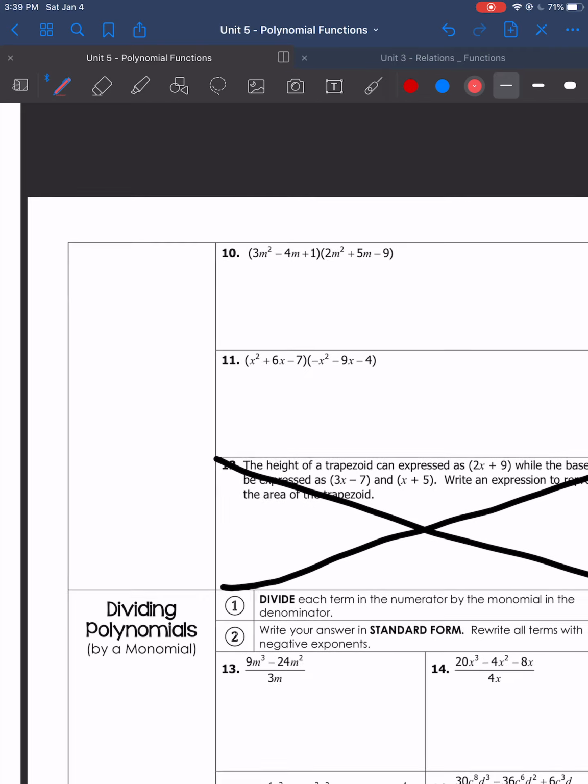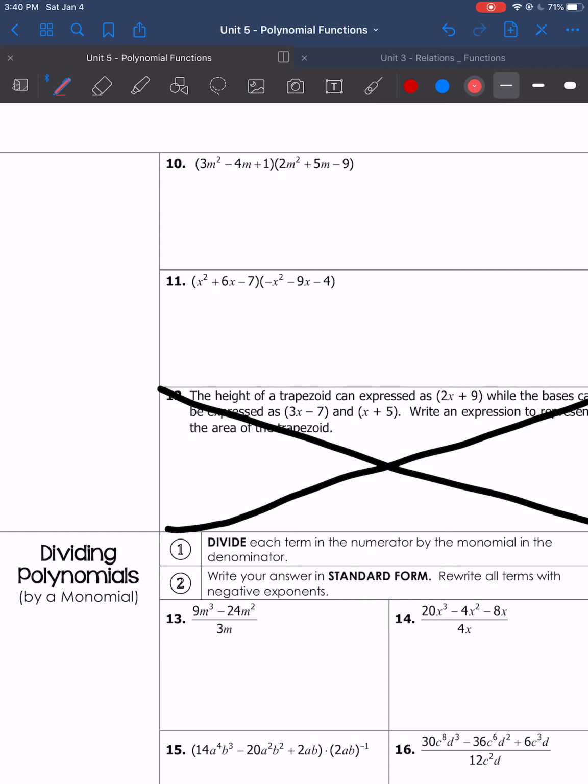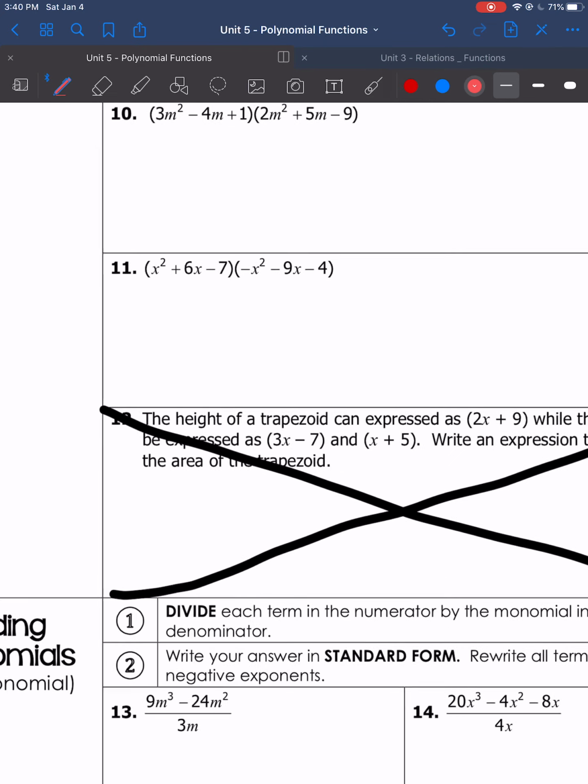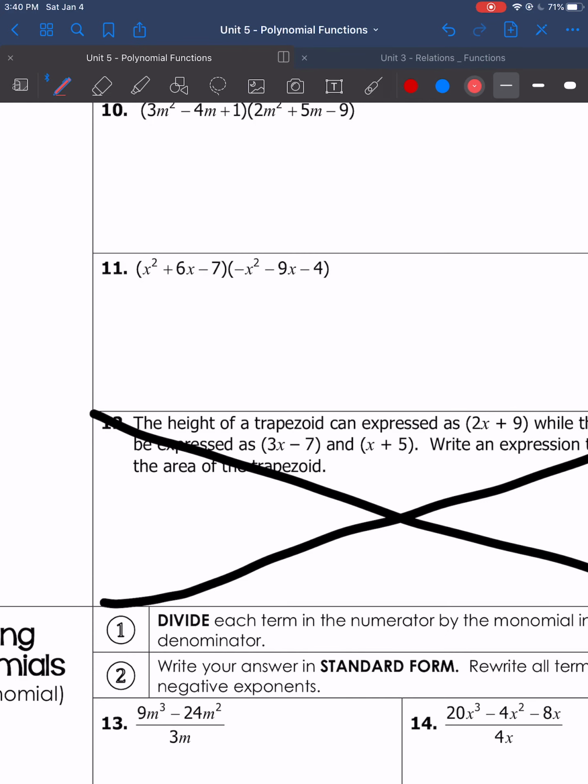Moving right along. Also, you don't need to do 12. I don't remember if it's crossed out on your paper or not, but you don't need to do it. We are just going to do 11. And 10 is for you to do.